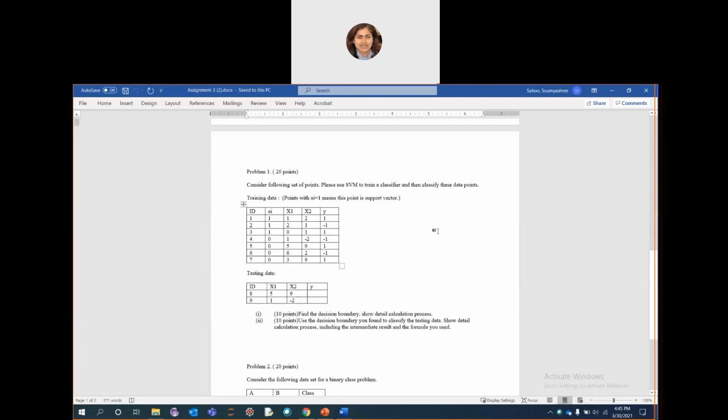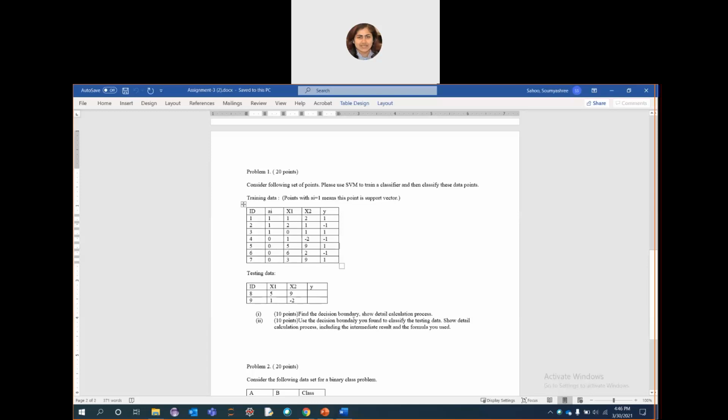So the support vector machine, if you remember, we did a problem for the support vector machine. We had a set of points. Then for two given new points, how do you define where those points will lie, whether on the positive side or on the negative side of the hyperplane? You need to decide that here. This is your given data set, and two new points are given. You need to find the decision boundary and show me the detailed calculation process.